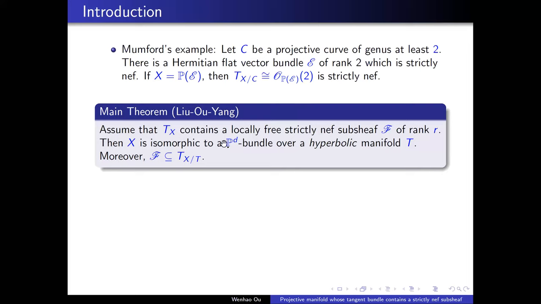Now assume that T_X contains a locally free strictly nef subsheaf F of some rank r. Then X is isomorphic to a projective bundle, a P^d bundle, over a hyperbolic manifold T. Moreover, this subsheaf is indeed contained in the relative tangent bundle. Here, I would like to underline that hyperbolic manifold here means that there is no entire curve in this manifold T. Since T is projective, this Brody hyperbolicity is equivalent to Kobayashi hyperbolicity.